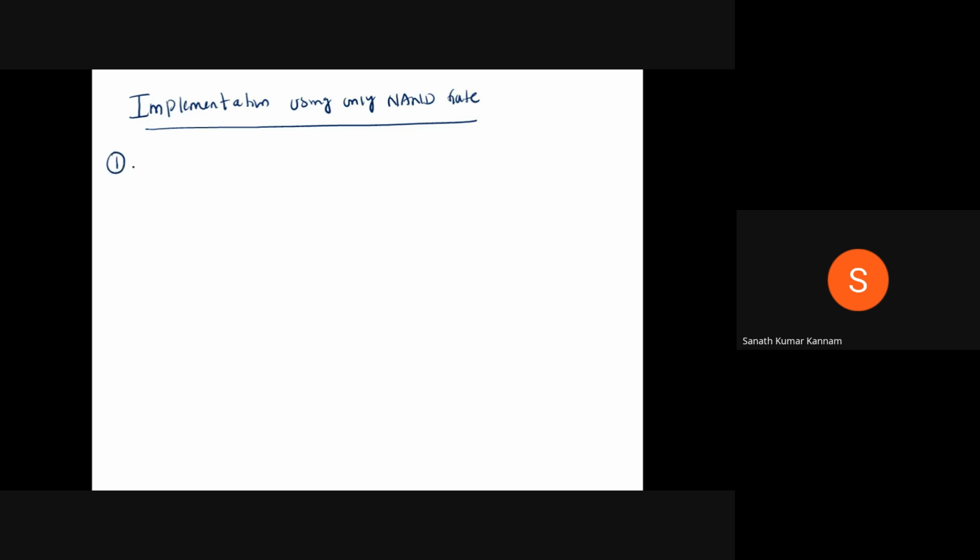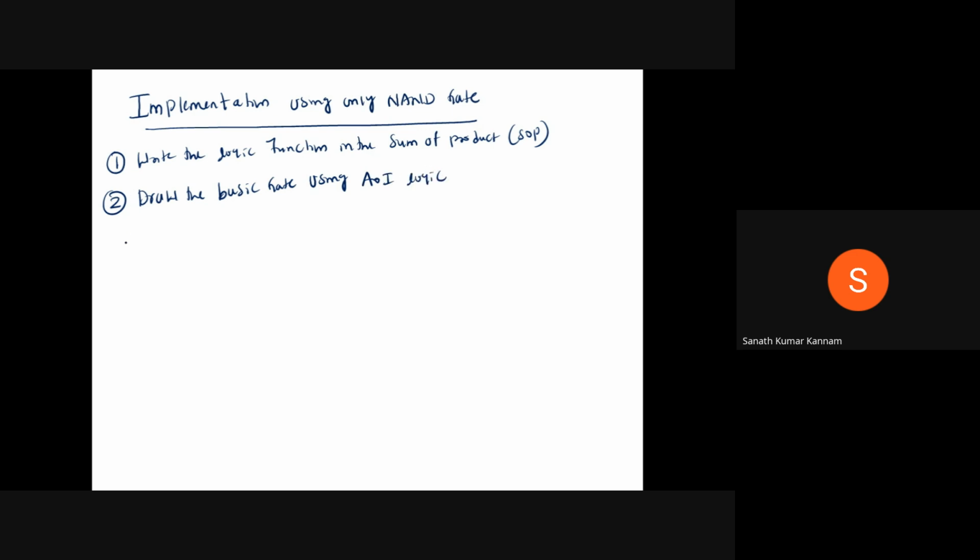First, write the logic function in the sum of products, SOP. I think you have an idea about SOP, sum of products. And draw the basic gates by using AOI logic.